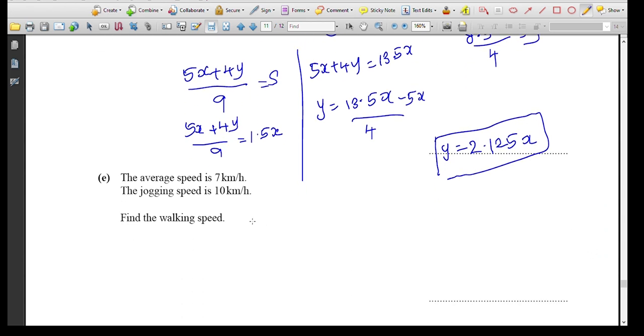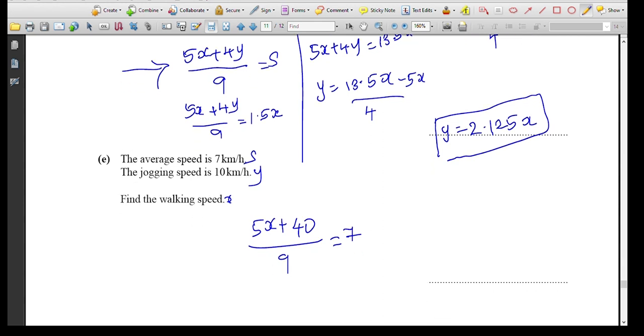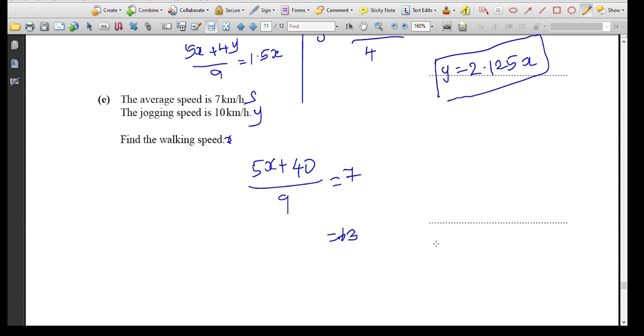It's up to you. The average speed is 7 km per hour. The jogging is 10 km per hour. So both the s value and y value are given. Find the walking speed, which means they are asking us to find what the x value is. So again, we are going to use the same equation. So 5x plus 4y, and y is what they mentioned as 10. So 4 tens are 40, divided by 9, equals s, the average speed. They gave that as 7. So how can I find x? First, 9 sevens are 63, plus 40 will go there, minus 40, multiplied by 5, will come here, divided by 5, that equals x. And if I put all the values in my calculator, it is giving me 4.6 kilometer per hour. Don't forget to write that unit because they have asked only to find the walking speed, so we can mention it for the safe side.